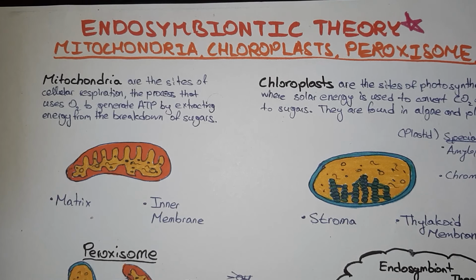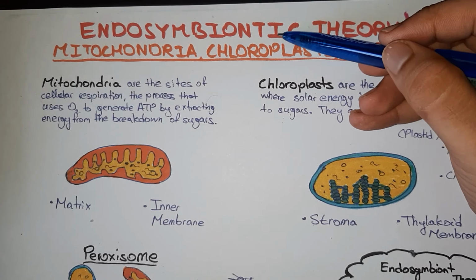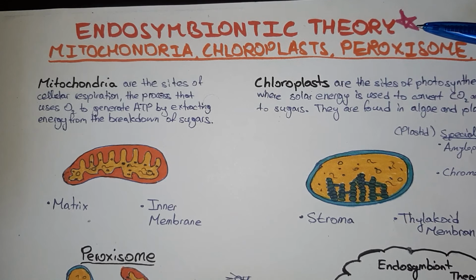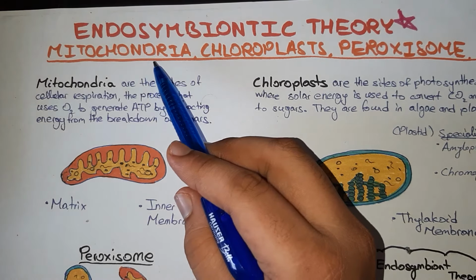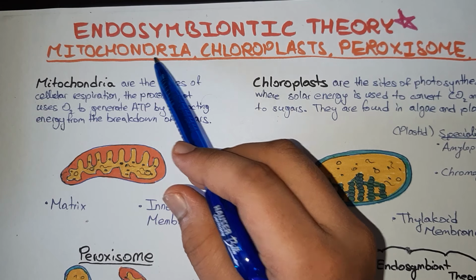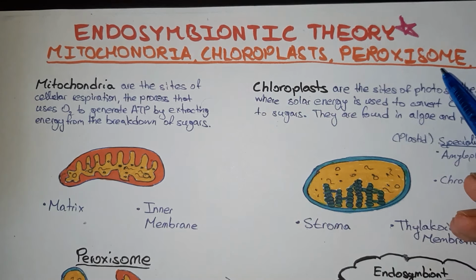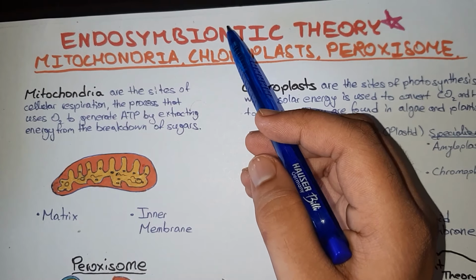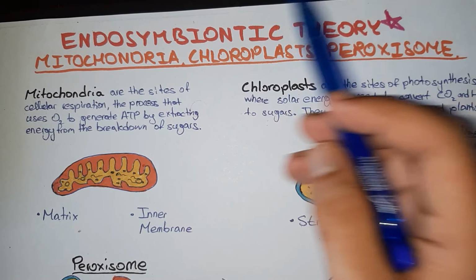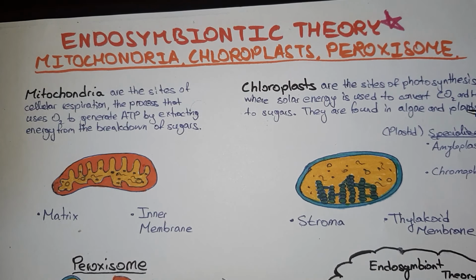And in this video we'll be covering the endosymbiotic theory. We'll first look at the structure and anatomy of these three cellular organelles: the mitochondria, chloroplast, as well as peroxisome. And then we'll be culminating in the endosymbiotic theory. So without further ado, let us begin.